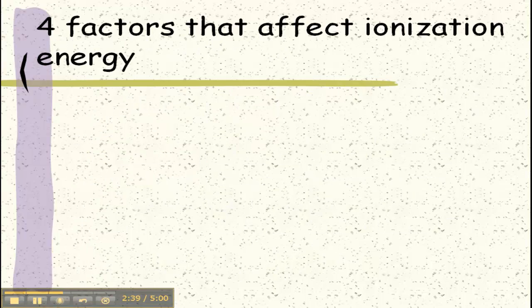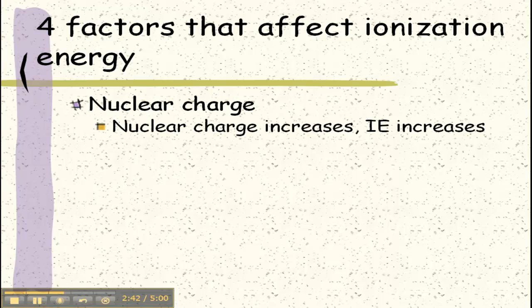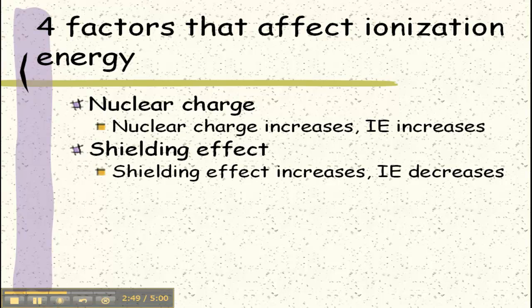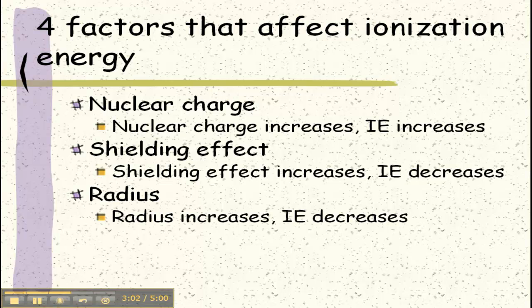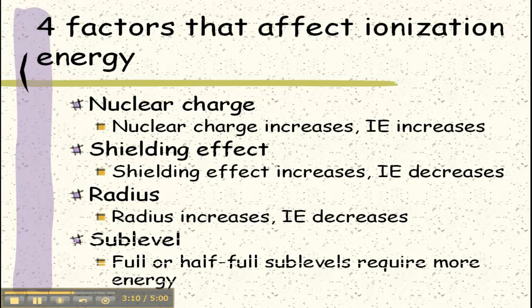Now there are a few reasons for this. The nuclear charge is going to increase as we go left to right, so the ionization energy is going to increase. The shielding effect is where you've got lots of electrons between the nucleus and the outer electrons, kind of like when you like to sit in the back of the classroom if you had your choice. As the radius increases, you have less ionization energy. The electrons get further and further away, so there's weaker and weaker attraction. And the sublevels, if they're full or half-full, are going to require more energy because they're more stable.